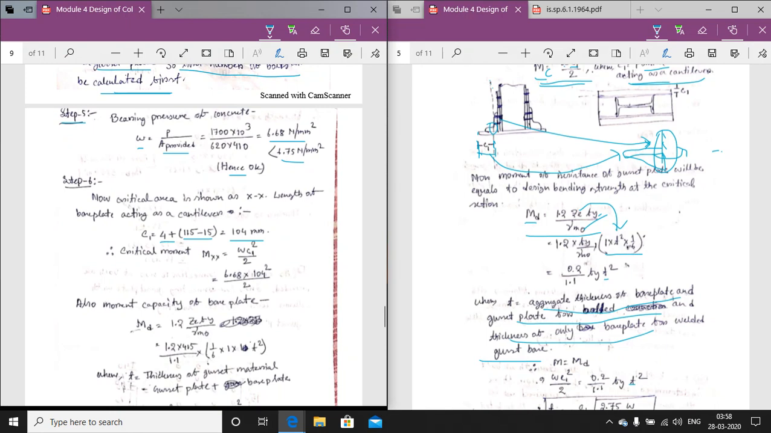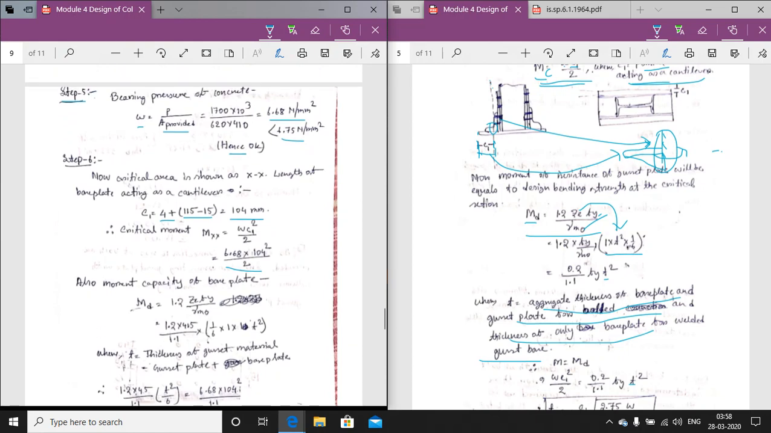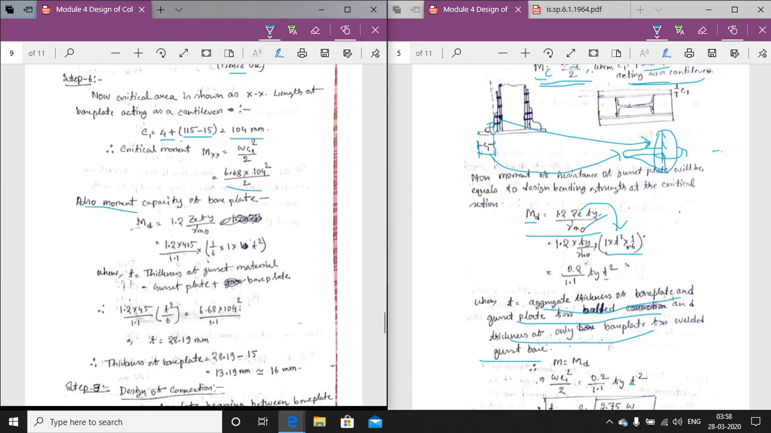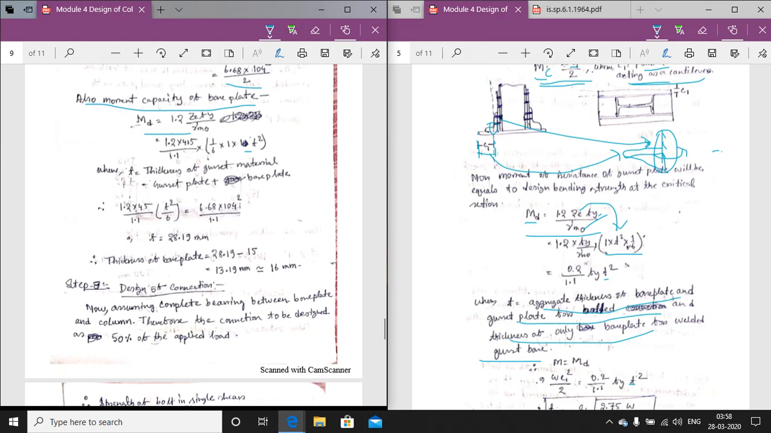So for the critical moment, putting the values here, MCR is equal to MXX. The section is in XX, so MX is equal to that value. So the moment capacity, the design bending strength, is equal to that value. T is to be determined. So putting all the values here, ZD, FY, all the values, we are getting T is equal to 28.19. Now, a very important part.